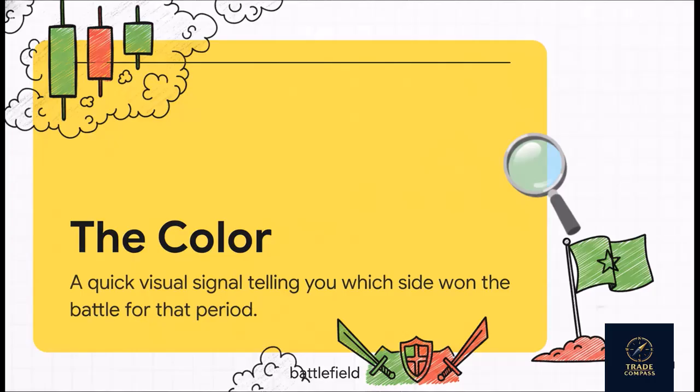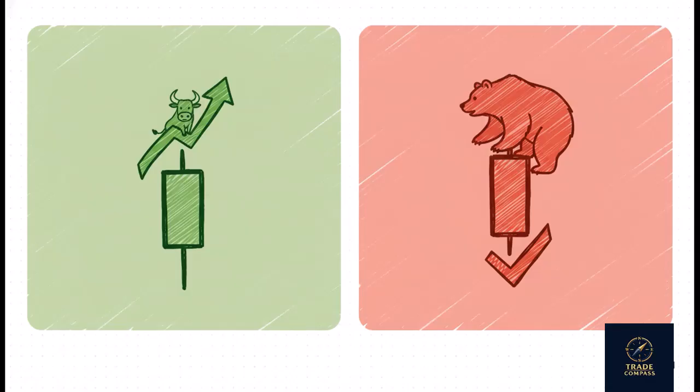And finally, the easiest part of all, the color. Seriously, this is simple. It's just a quick visual clue, like a flag planted on the battlefield to show who won. It lets you know just at a glance who came out on top when the dust settled. So as you can see here, there are really only two outcomes. If the candle is green, it means the price finished higher than where it started. Simple, right? The bulls won that round. If it's red, the price finished lower. That means the bears were the victors. It's really that straightforward. Green means up, red means down.